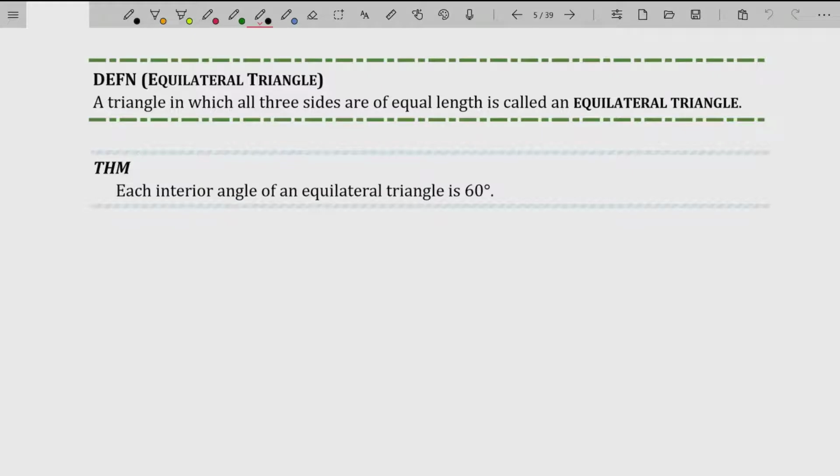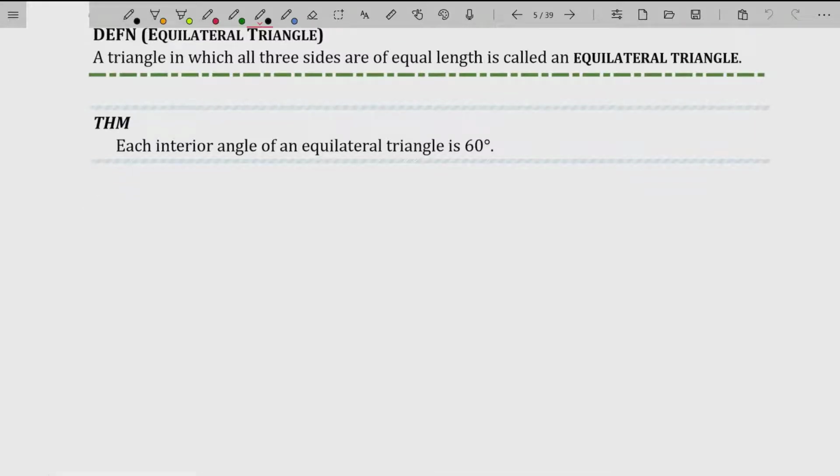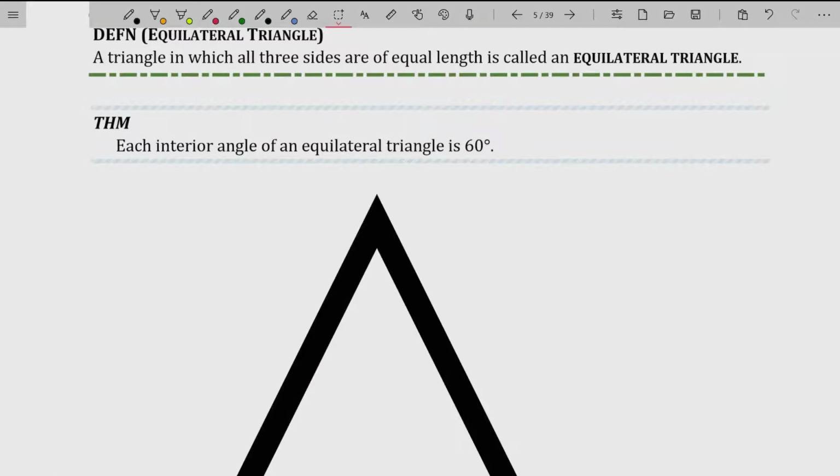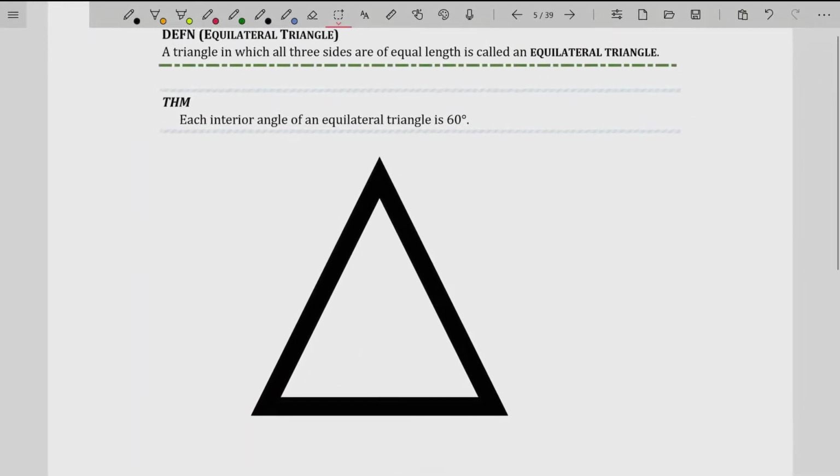And the most common, or I should say the most beautiful type of triangle, is an equilateral triangle. It's a triangle in which all three sides are of equal length, and that means that all the angles are of equal size. And that theorem just basically says that each interior angle of an equilateral triangle is 60 degrees. So I'll just showcase that here. There we go. We have a good equilateral triangle right there. And all interior angles are the same. You want them all to be 60 degrees.